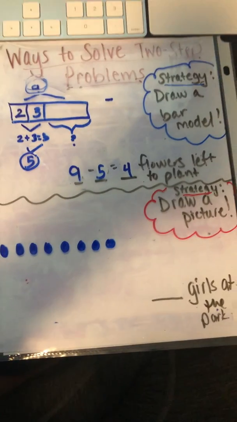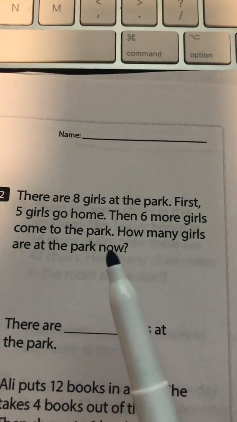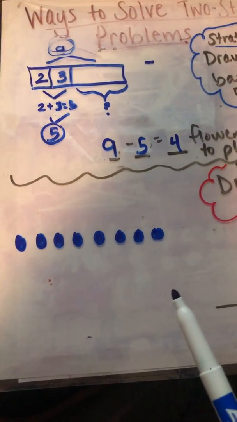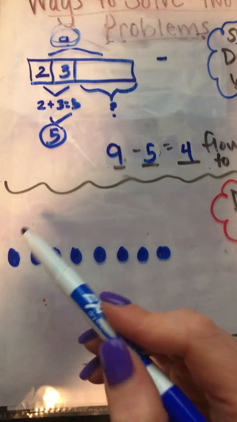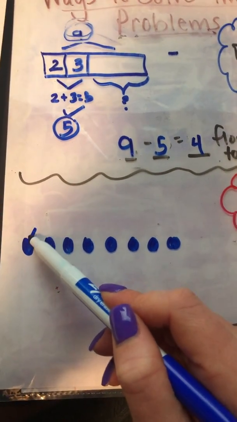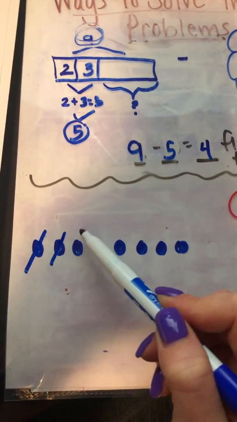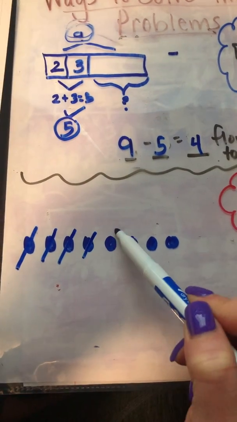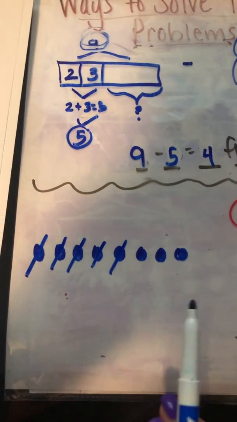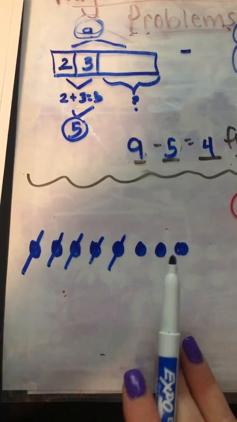Now I will have to go back and reread the next part. First, 5 girls go home. Oh, that means they leave. So to mark this on my picture, the fastest way to show that they leave is just to cross out those 5 girls. 1, 2, 3, 4, 5. 5 girls went home. Now I can see easily there's 3 left at the park now.